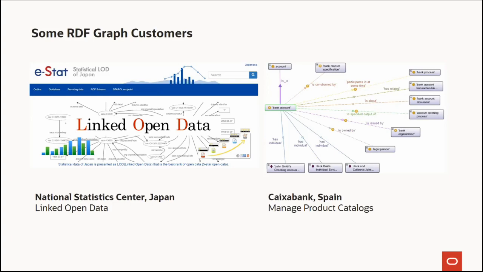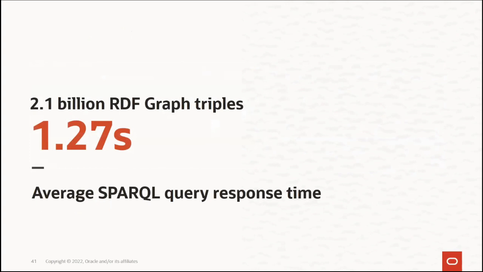So they have this really, really large data set that is running on Oracle Graph, and it has scaled very well. A few years ago, they had 1.1 billion triples, and then I think a couple of years ago, they had 2.1 billion triples. And the SPARQL average response time has been constant. This is running on OCI, and it's an average SPARQL response time of 1.27 seconds, and the data set is growing. I believe soon it will be closer to 3 billion, and the query performance has remained constant. And especially for RDF queries, that is an extremely good number.